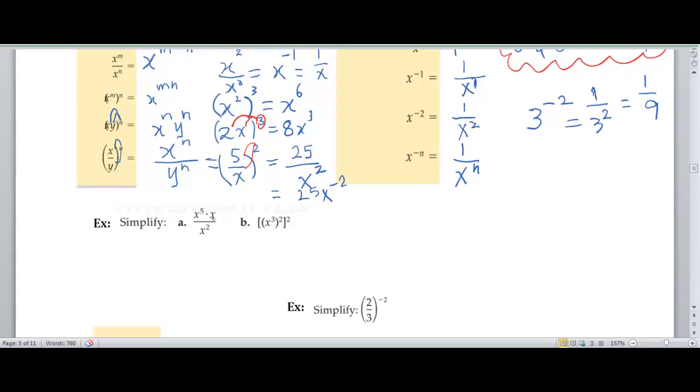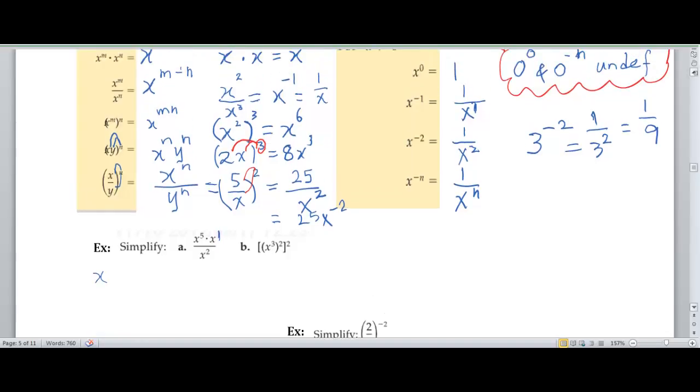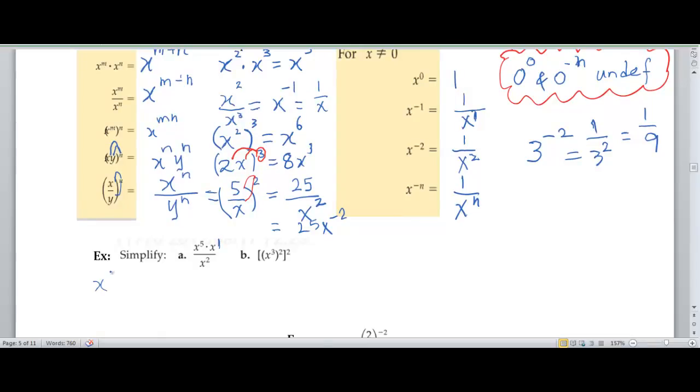X to the 5th times x over x squared. So for order of operations, first thing we're going to do is multiplication here. So I got x to the 5th, and there's a 1 here. If it's just x by itself, the exponent is 1. X to the 5th times x to the 1. So we know from our rules here that we have to add the exponents. So 5 plus 1 gives me x to the 6th divided by x squared.